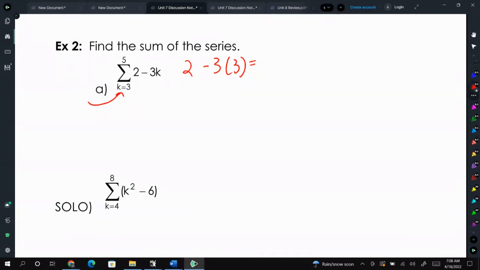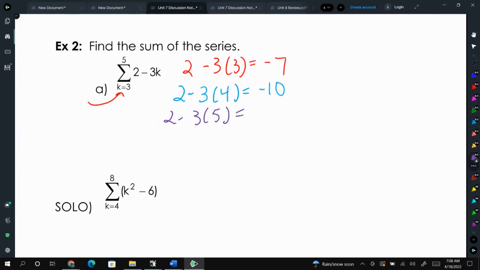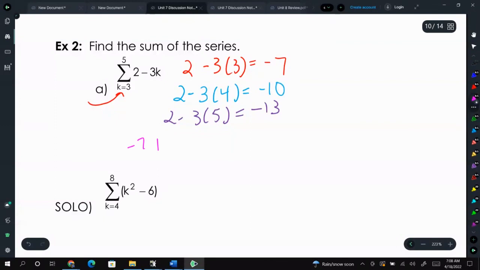2 minus 9 is -7. Then we're going to plug in 4. And that's going to be, oops, it's -3. Okay. So that is going to give us -10. And then the last one is going to be 2 times 3 and plugging in 5. And that's going to give us -13. And then we need to add all of these together. -7 plus -10 plus -13. So this summation is equal to -30.